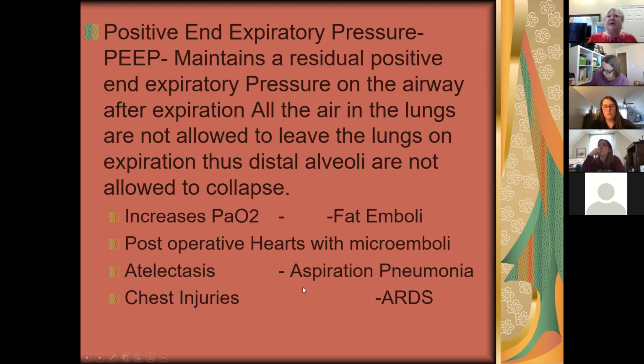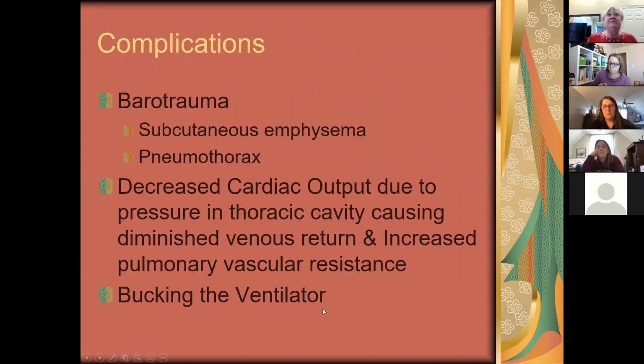But what happens if we keep the PEEP on there because they're still hypoxic? We can have some problems. The first one is we can have barotrauma. Now, barotrauma is just a fancy word for tissue trauma.